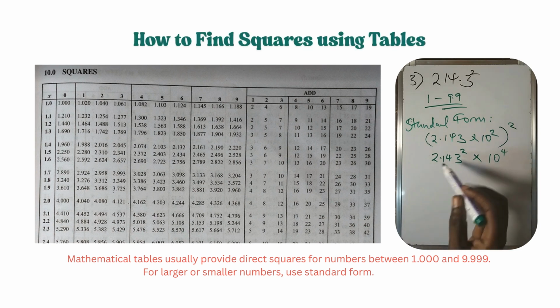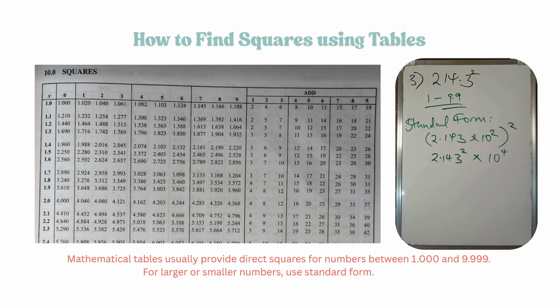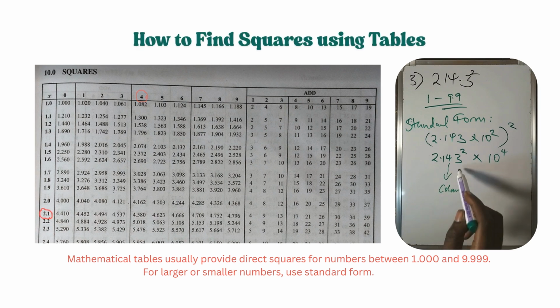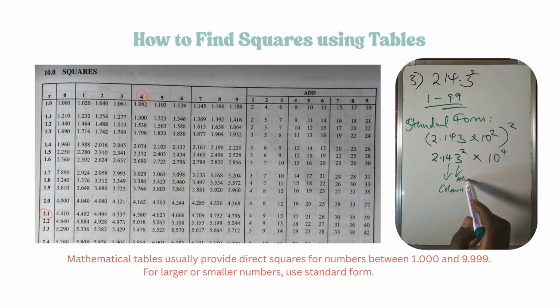Now, let's find the square of 2.143 and multiply it by 10 raised to 4. When you square 10 squared, just multiply the exponent by 2. We learned that in the indices. That's grade 9. But for now, when you square an exponent, you just multiply it by 2. So let's go to our tables. In 2.143, the 4 will be our column, and the 3 will be our mean difference.